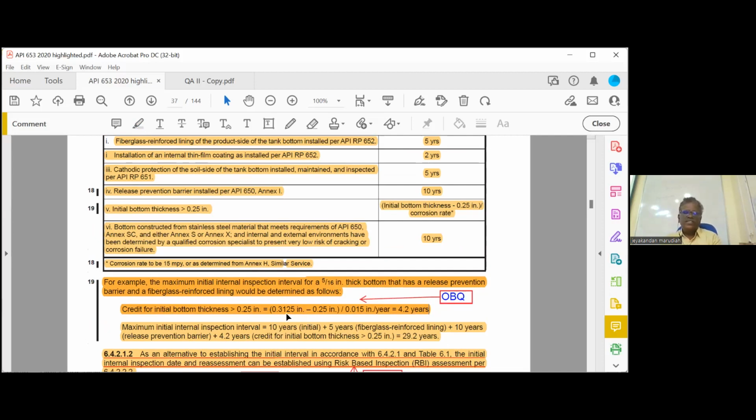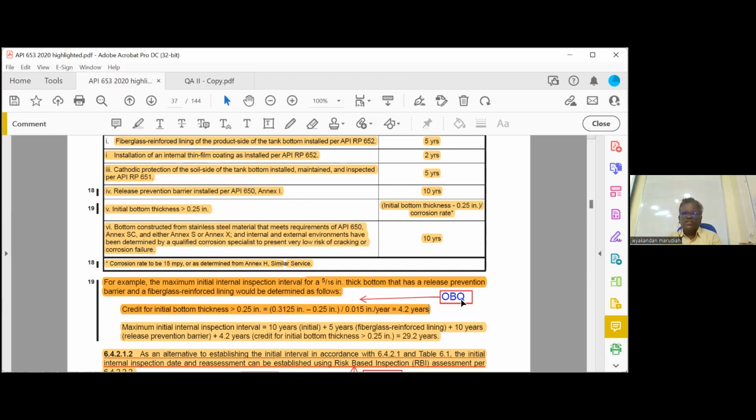So see, it is given 0.3125. What is the actual record? 0.25. So you have extra thickness. 0.3125 minus 0.25 divided by the corrosion rate they will give in the exam. Then you are getting 4.2. This also you can add. Extra thickness, you can add another 4.2 years. Then if you have a bottom construct of stainless steel, you can add 10 years. Extra 10 years you can add.